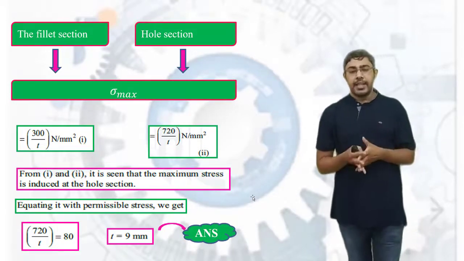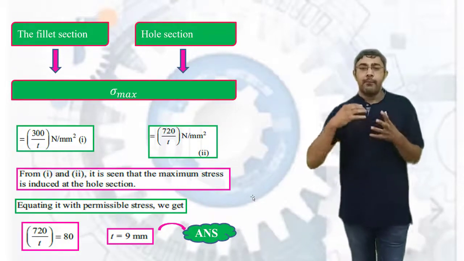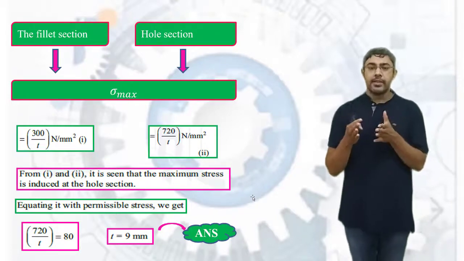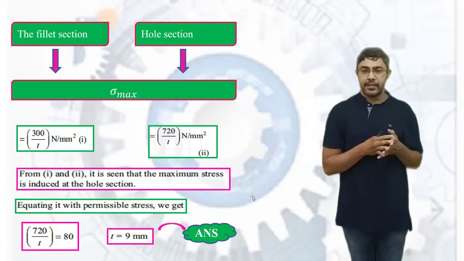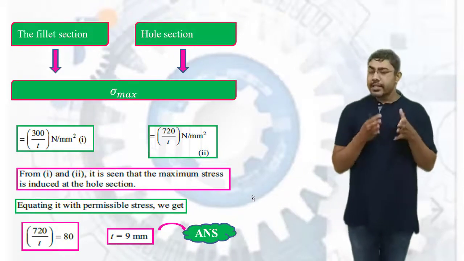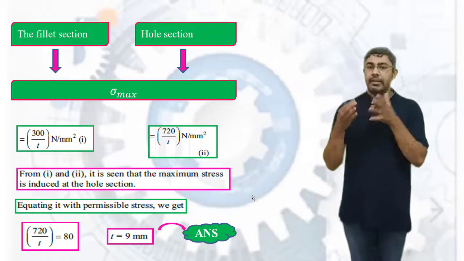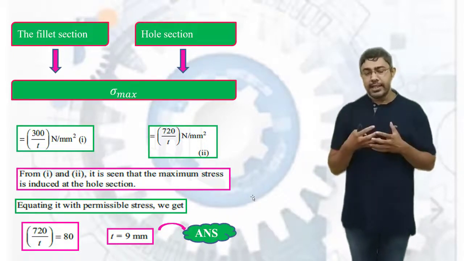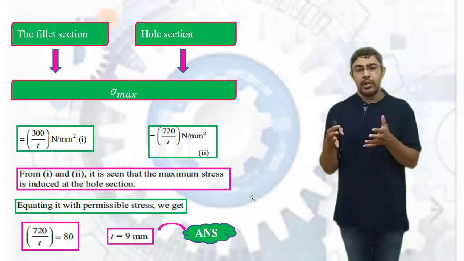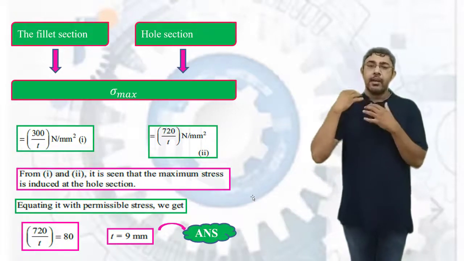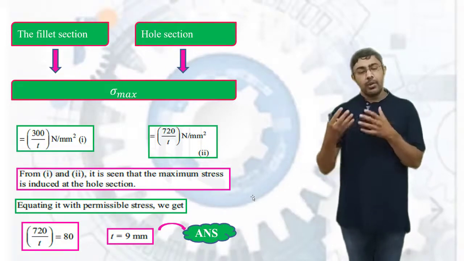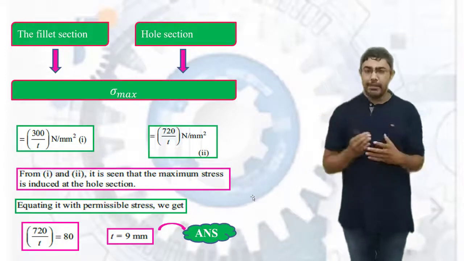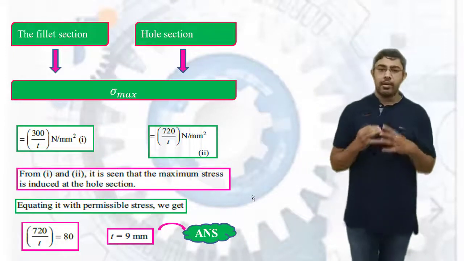In this lecture we learned a problem based on stress concentration factors. How do we solve problems based on stress concentration? First you check which sections are critical, and calculate the maximum stress at all these sections. Out of these, you consider the section with the higher stress, and equate this stress to the permissible stress to calculate the thickness of the plate.